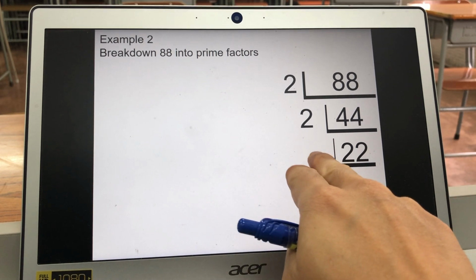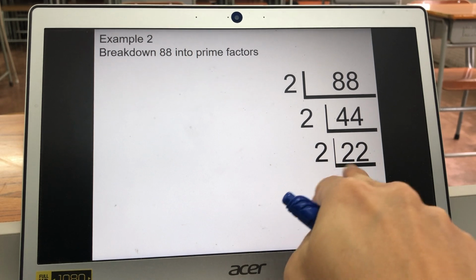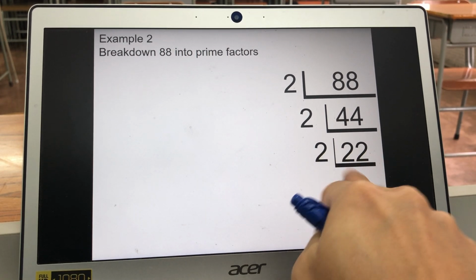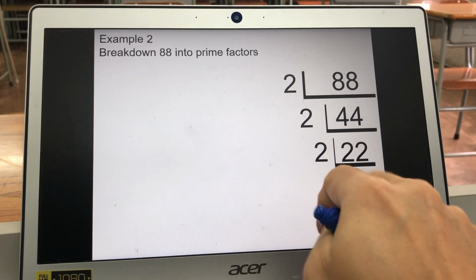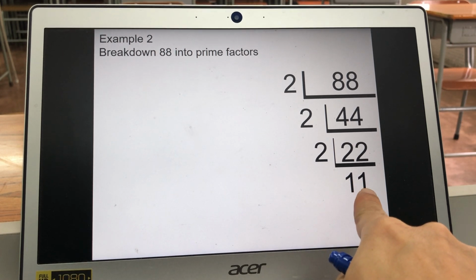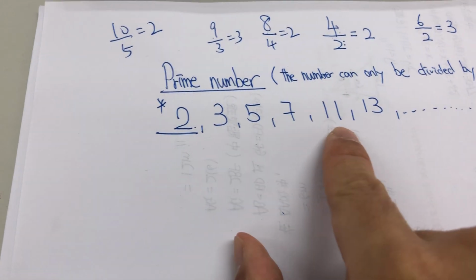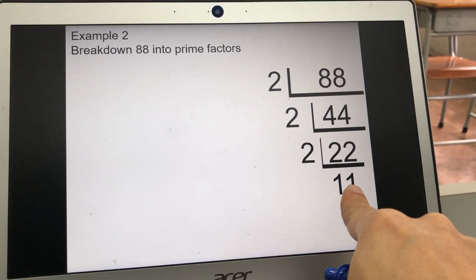Of course, you should try 2 first. So what about 2? 2 times what become 22? Or 22 divided by 2 is what? 22 divided by 2? 11. So 2 times 11 become 22. That's right. Do we still need to continue? Look at this number 11. Is 11 a prime number? Yes, 11 is a prime number, so that we do not need to continue. Whenever you've got a prime number, you stop here.